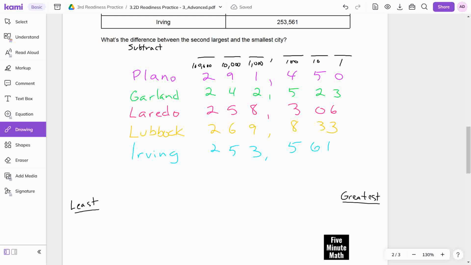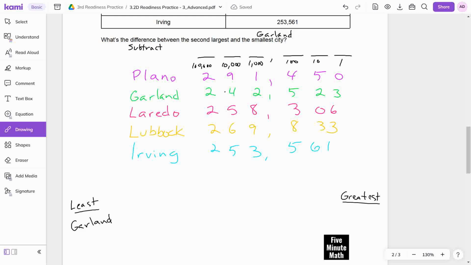And really, it's not much of a choice because look at Garland right there. Garland's got the smallest number in the 10,000s. So I'm going to put Garland as my least. So I already have one answer. The smallest city is going to be Garland.